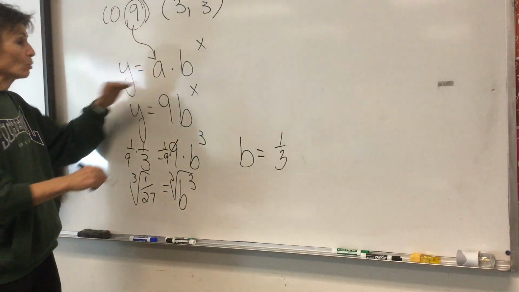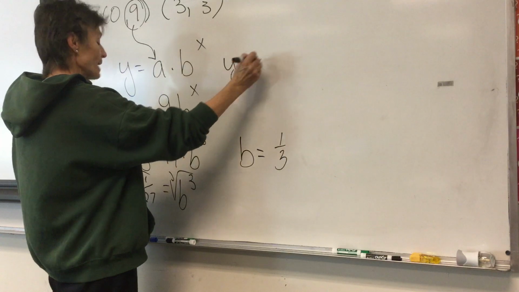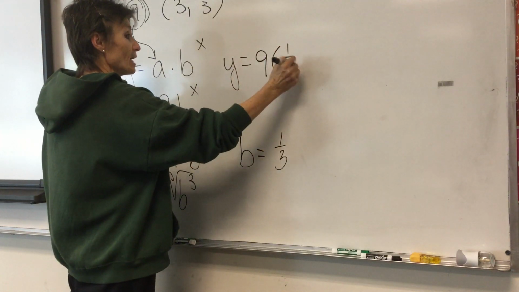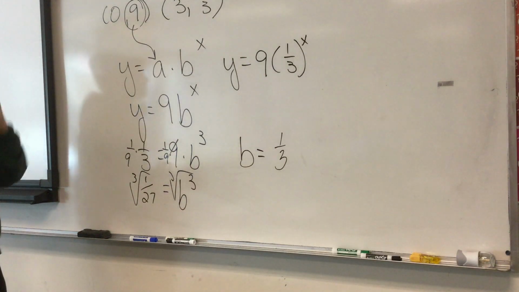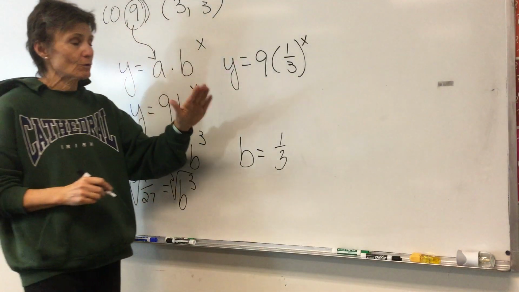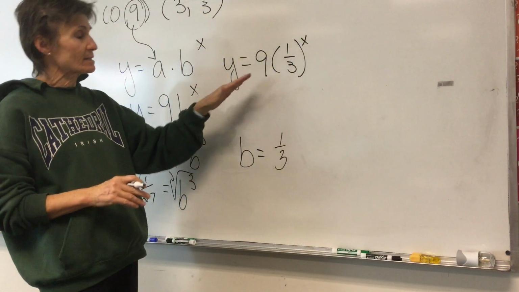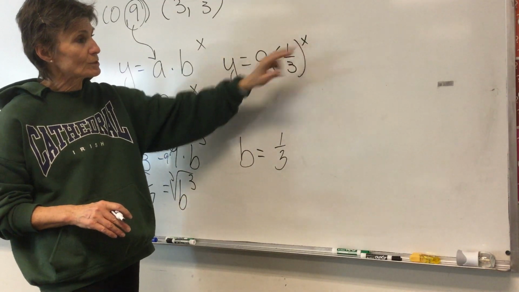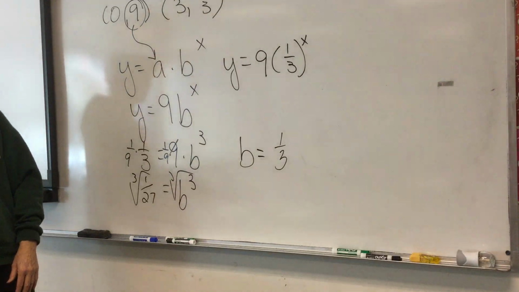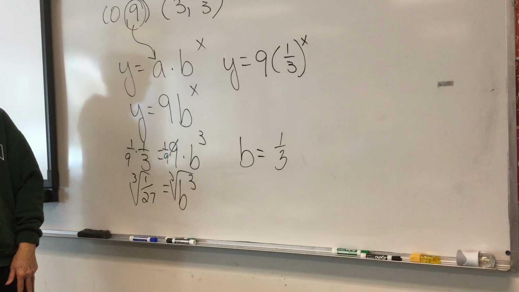So that means that, don't stop there. That means that my equation is y equals 9 times 1/3 to the x. Please do not ever, under any circumstances, combine these two numbers. They are two separate numbers because the 1/3 has the x and the 9 does not.